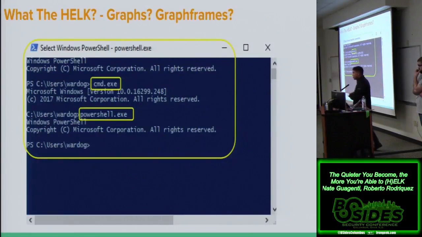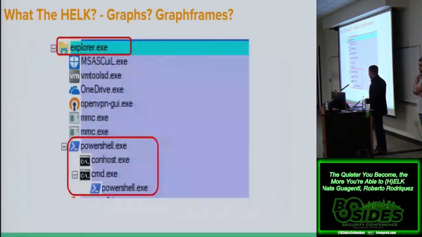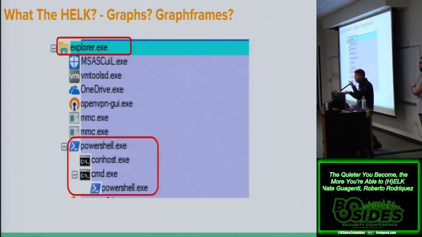I say, let me open PowerShell, start command.exe, and then command.exe starts PowerShell.exe. So that would look like something like that, right? That's familiar with a lot of stuff that you do. For example, even when you start Empire or even commodity malware, you're going to see these kinds of relationships happening all the time.